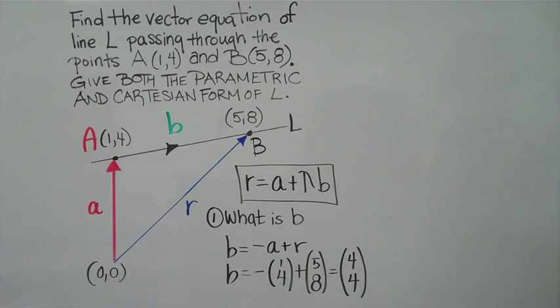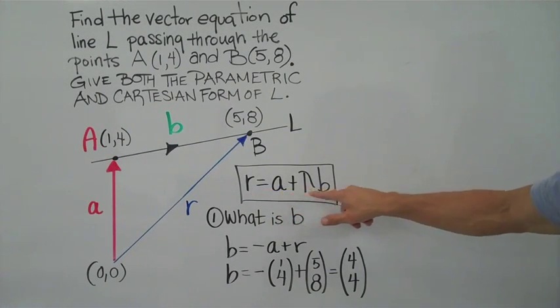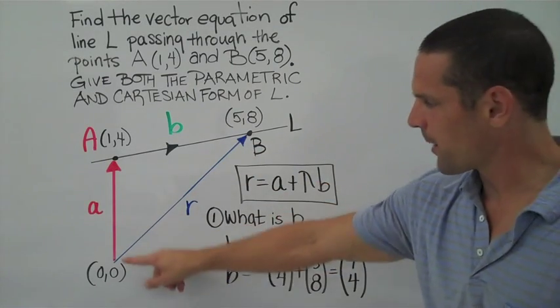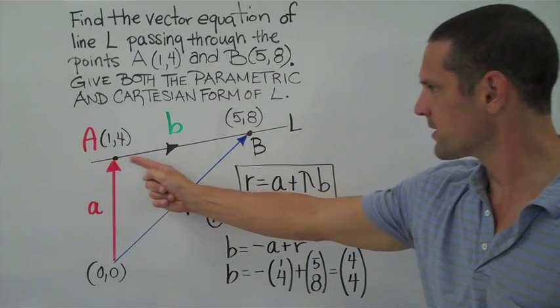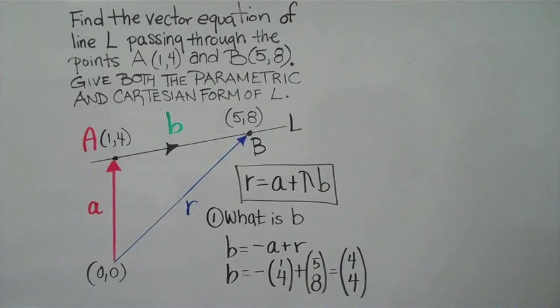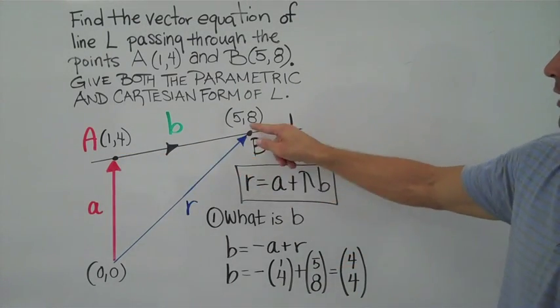Give both parametric and Cartesian form of L. Well, here is our key equation. R is equal to A plus lambda B. Here is R, and we can split that up into its components. A plus some proportion, which is lambda, of B. Well, what is B? B is going to tell us how far to go over and how far to go up.